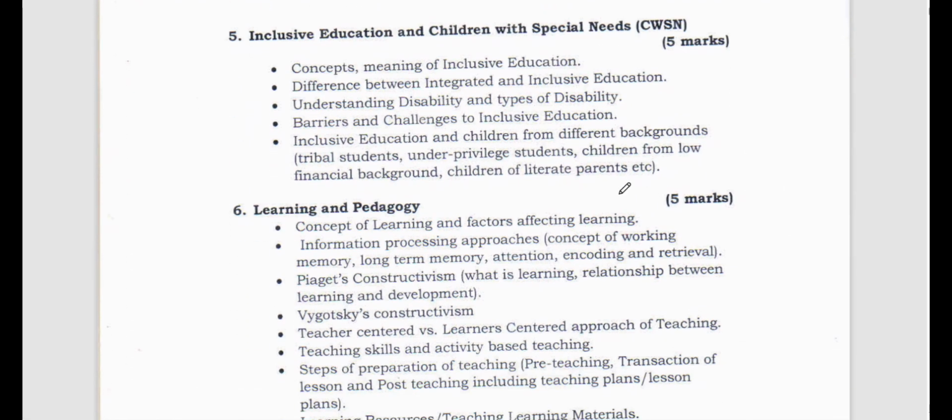Now let's go to the next unit, that is Unit 5. Unit 5 is for 5 marks. It is about inclusive education and children with special needs. Many times you will see it written as CWSN, so you have to be careful. Now, the concept and meaning of inclusive education.